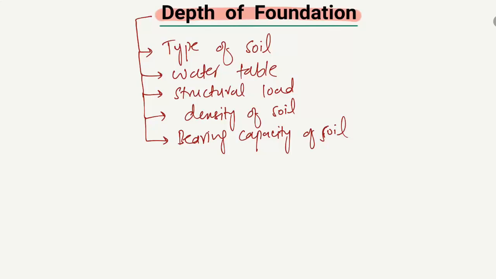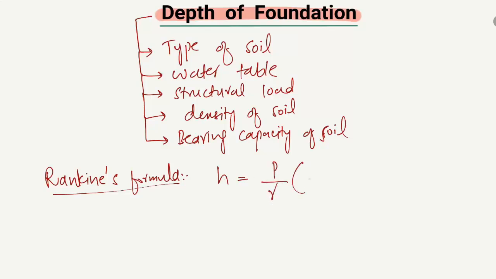So we are going to use a simple formula developed by a scientist known as Rankine. We are using the Rankine formula to find out the depth of foundation. This formula states that the minimum depth of foundation is equal to P divided by gamma, into (1 minus sine of phi divided by 1 plus sine of phi) whole squared. This formula is used to find out the minimum depth of foundation, the minimum depth you should provide. So this is equation 1.